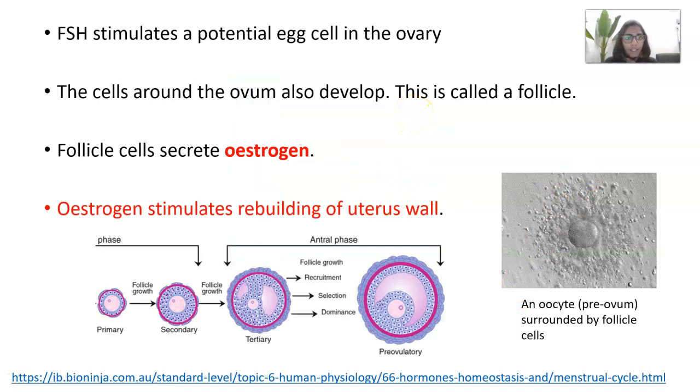FSH stimulates a potential egg from the ovary. The cells that surround the ovum start to develop. Those cells are called follicle cells. The follicle secretes estrogen, and estrogen stimulates rebuilding of the uterine wall.